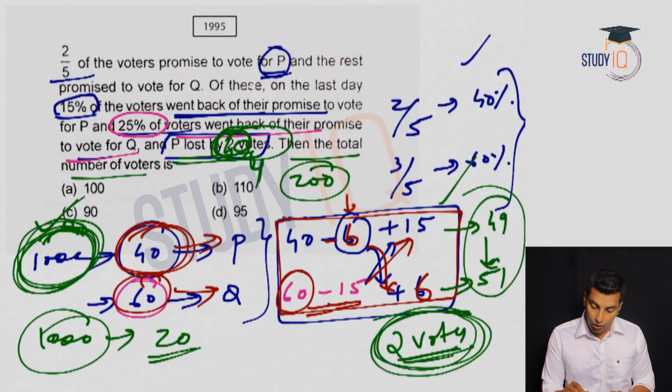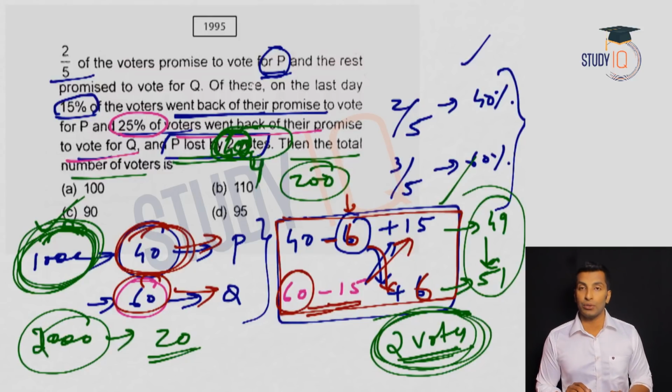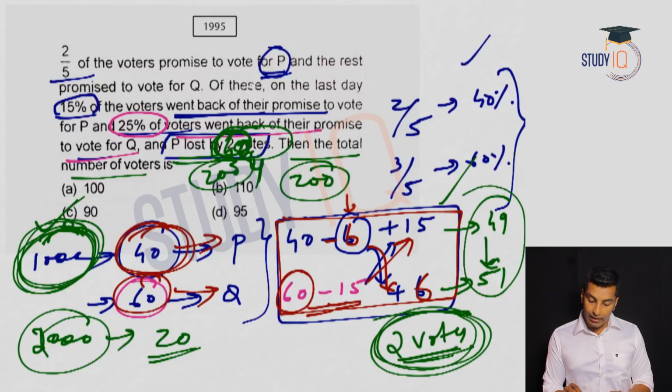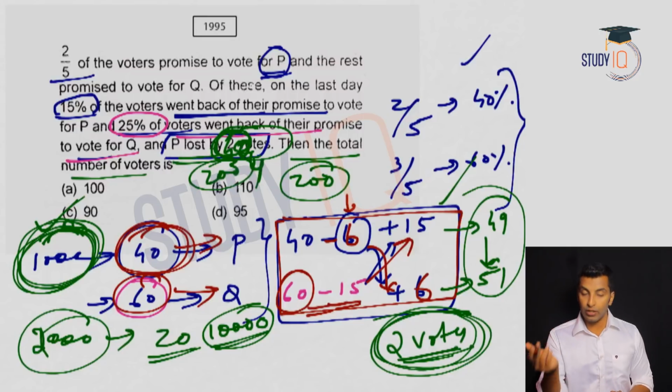If it was 40 votes, the answer for this question will be 2000. If the question was 200 votes, then it will be 10,000. The voters will be 10,000. So I hope you understood. This is how you need to solve it.